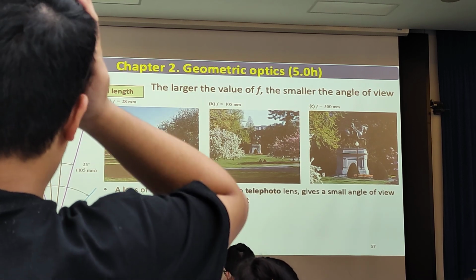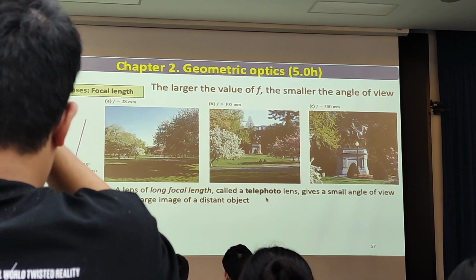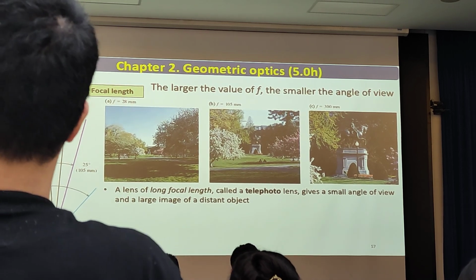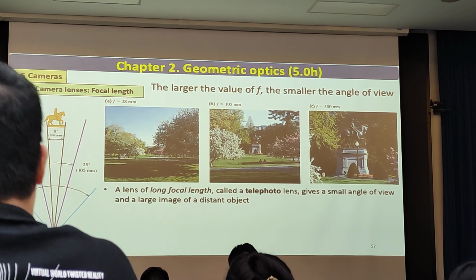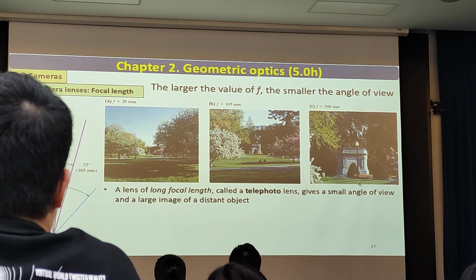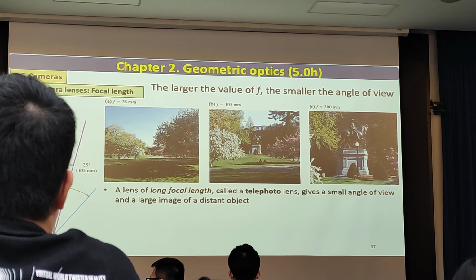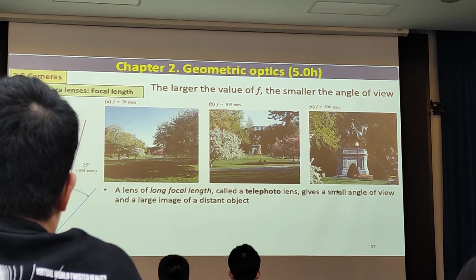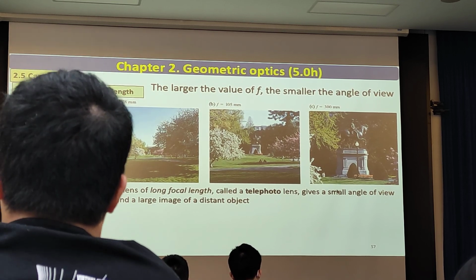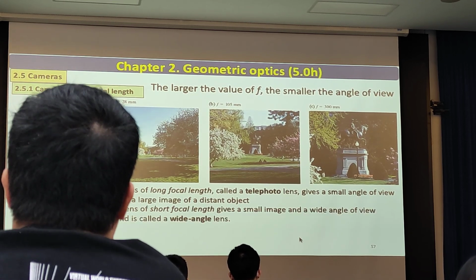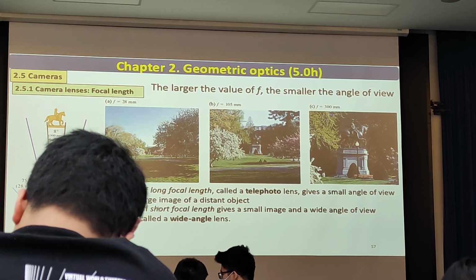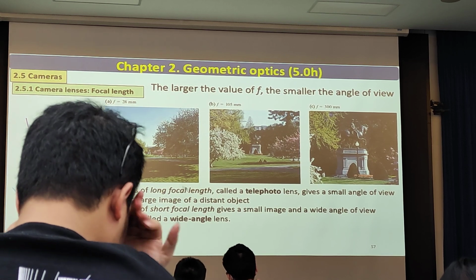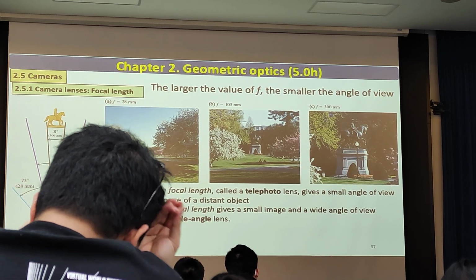So a lens of long focal length, or we say the telephoto lens, gives a small angle of view. You see, and a large image of the distant object. For example, in this case, a very small angle of view, here 8 degrees, and you can observe a large image of a distant object far away. That's why it's called tele. And a lens of short focal length gives you a small image but a wide angle of view. So this is called a wide angle lens.